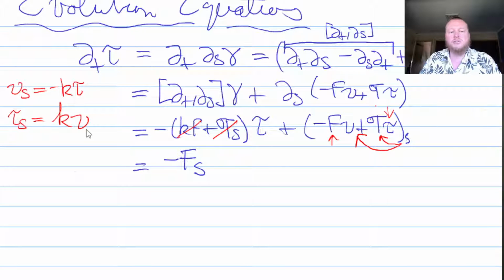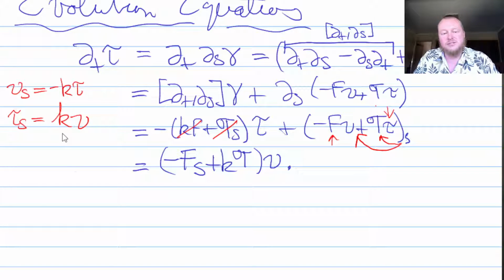So again, we use this tau s as k nu. Again, it's the same method as I just described for the normal vector, but easier because tau s is just the curvature vector by definition, so it is k times the normal. Anyway, so you're left with this for the time evolution of the tangent vector.